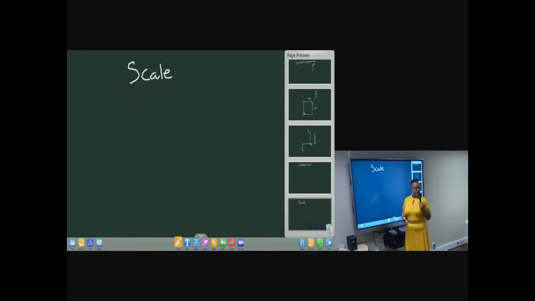With scales, we have two different types of scales. We have what is known as a numerical scale. The fact that it's numerical means it's in a number system. And then you've got a bar scale. I'm going to explain how to use both scales because you can be asked to use either of those scales.